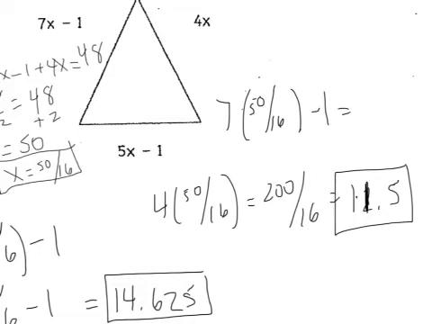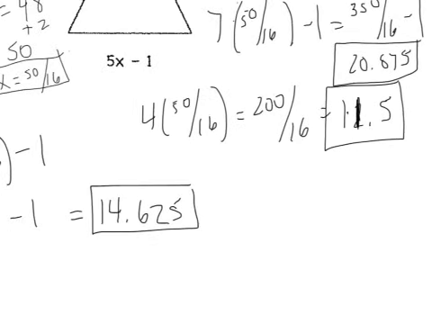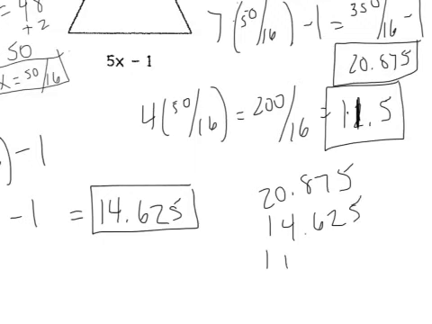So that's 350 over 16 minus 1. So for that, we've got 21.875 minus 1 would be 20.875. So now I'm going to do a quick check, and I'm going to add my sides up and see if they equal 48. So I've got 20.875 and 14.625 and 11.5.